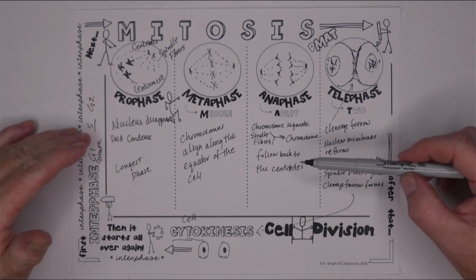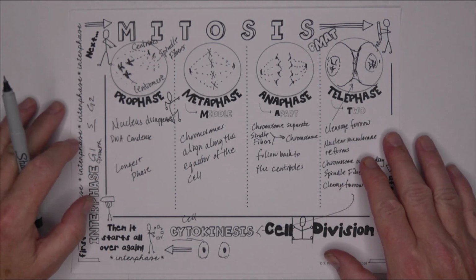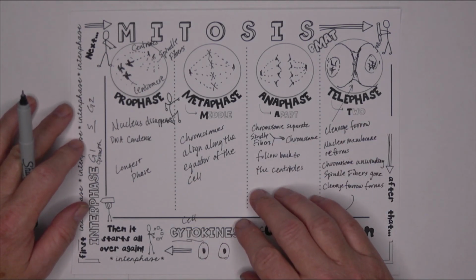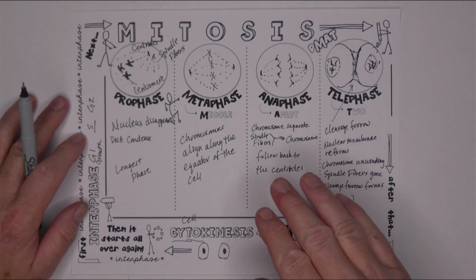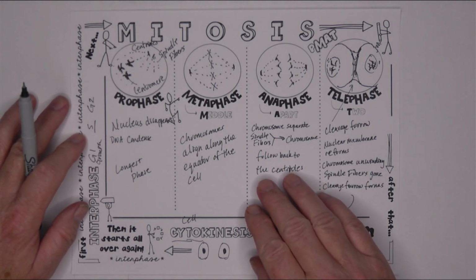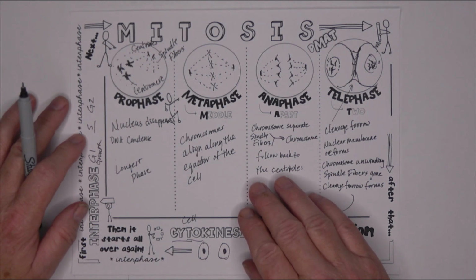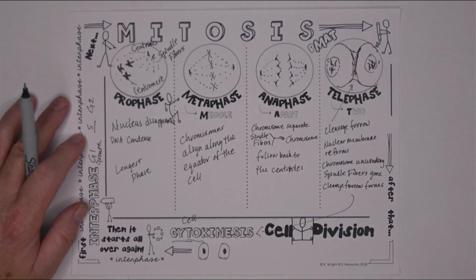This is a very cursory piece, but it should help you figure out the parts of the cell cycle. Again, hopefully you have watched through and read through the notes section on this, and now you have this graphic organizer that will go into your lab book. That's all for now.